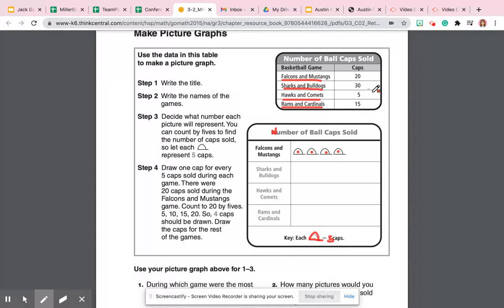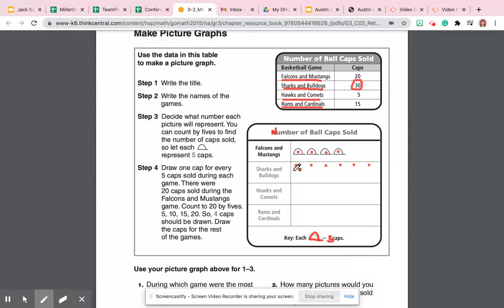Our next game is the Sharks and Bulldogs, and we have to get to this magic number 30. Let's count by 5s first to see how many caps we need to draw. Don't do anything yet, just count with me. Ready? Let me hear you all the way from the other side of the computer. 5, 10, 15, 20. Should I stop yet? No. 25, 30. So did we count to 30 by 5s?